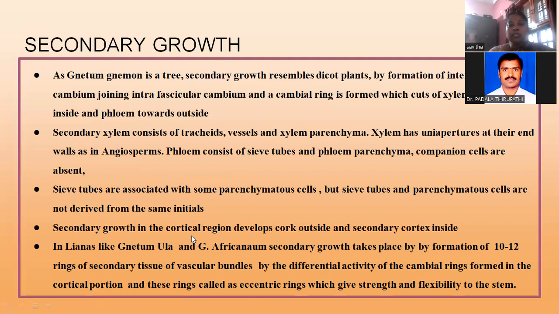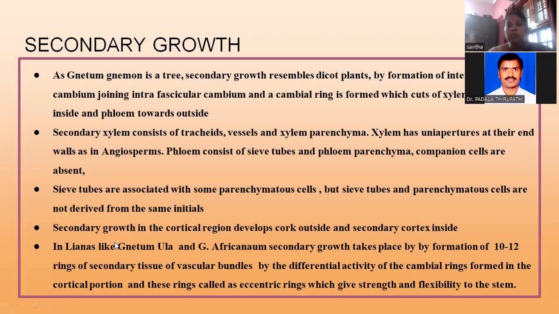Secondary growth in the cortical region develops a cork cambium outside, which cuts off secondary cortex inside and cork outside. And this is about the secondary growth in Gnetum gnemon, which appears like trees in structure.